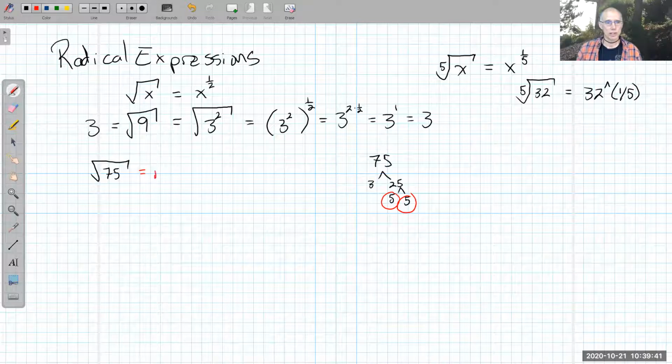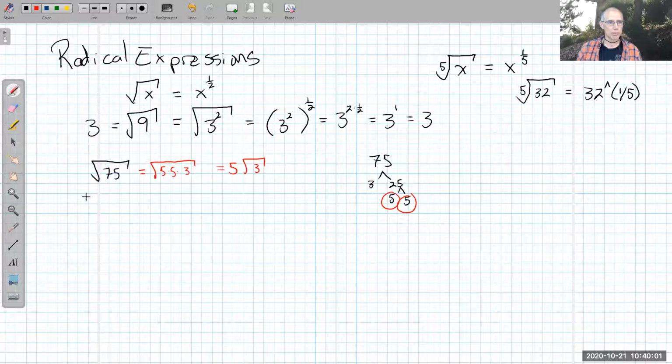So I could rewrite this in a couple of different ways. I could say this is 5 times 5 times 3, and the square root of 5 times 5 is just 5. The 5 pops out, leaving the 3 behind. So if a factor ends up being repeated, it comes out.